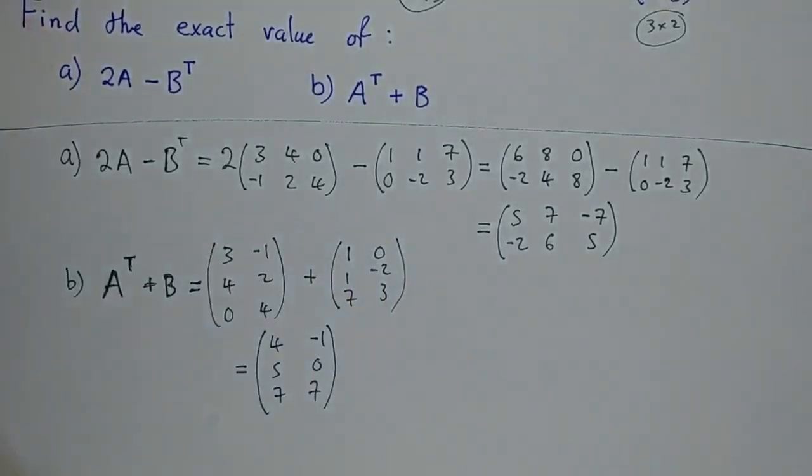So this is how we use the transpose of a matrix to add and subtract matrices. I hope you understand the concept of the transpose. Just to summarize, the rows become the columns and the columns become the rows. Also, if a matrix has 2 rows and 3 columns, then the transpose will have 3 rows and 2 columns, just the opposite.